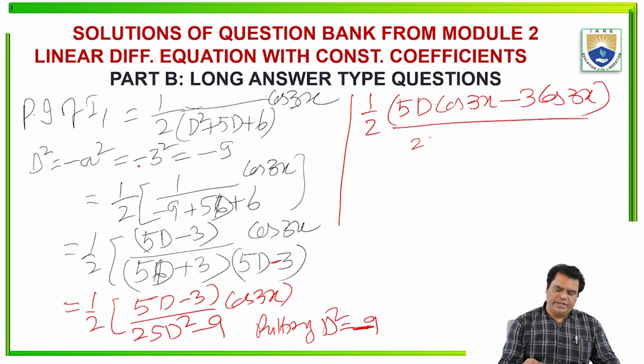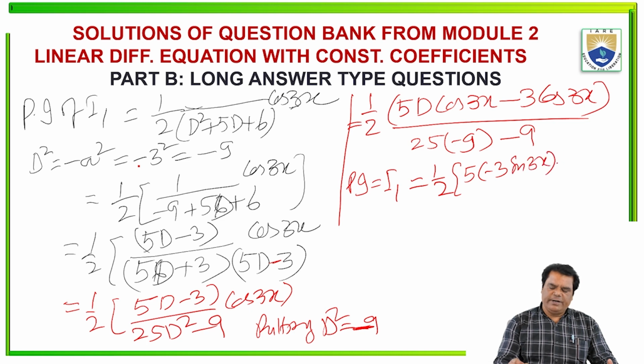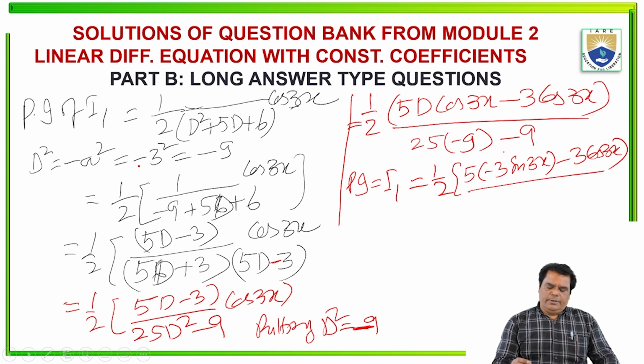So here is 25 into minus 9 and plus minus 9. So this equals 1 upon 2 of I1. Now differentiating this: cos minus sin. So here is 5 into minus 3 sin 3x and minus 3 cos 3x, and upon 225 minus 9.